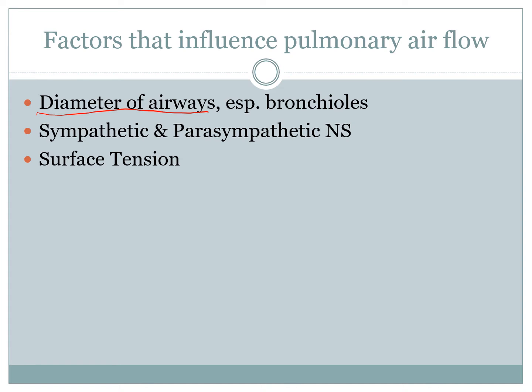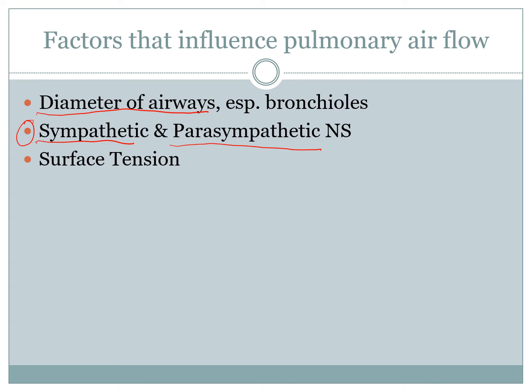Now, the sympathetic and parasympathetic nervous systems play a control in the amount of air that comes in. Sympathetic will cause bronchodilation, therefore getting more air in and increasing your thoracic capacity, whereas parasympathetic will do the opposite and reduce that.